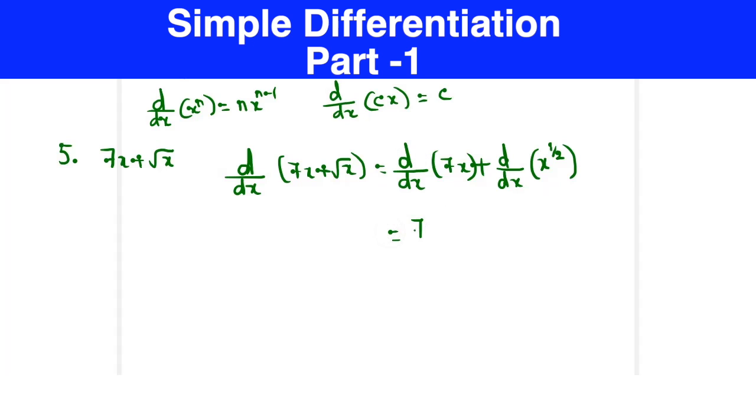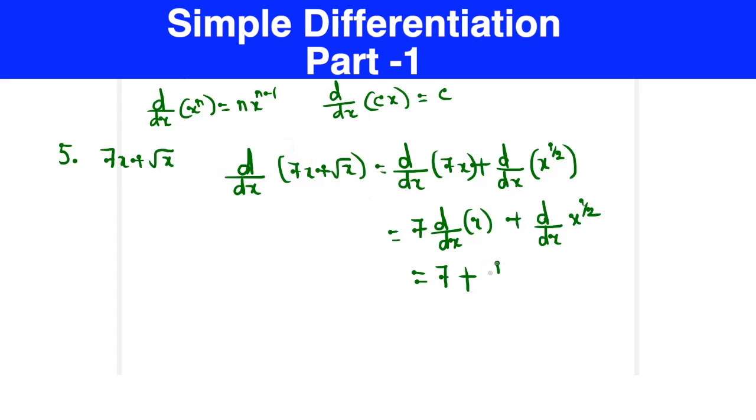We know 7 is outside the window. So it is 7 d by dx of x plus d by dx of x power half. So we know d by dx of x is 1. So this term is going to become just 7 plus x power half. I'm going to have to compare it with the standard.